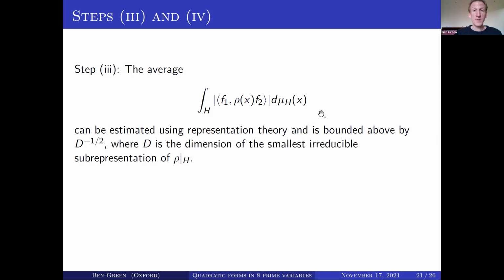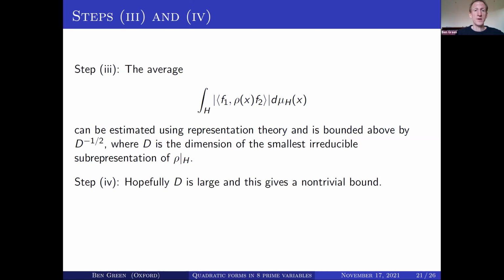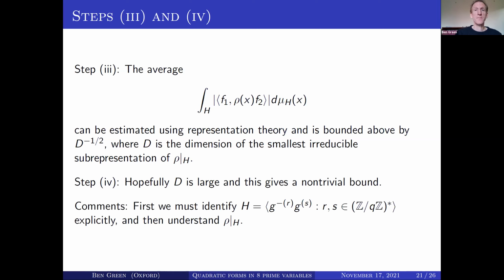So this is just one application of Cauchy-Schwarz followed by a standard representation theory fact, that this average is bounded in terms of the dimension of the smallest irreducible subrepresentation of rho. So remember here that rho is the Weil representation on the symplectic 8 group, and H is some subgroup of that symplectic 8 group that at the moment we don't know explicitly what it is. We just know that it's the group generated by some matrices that we wrote down. Right, so step 4 is going to be hopefully that dimension is large, and that's where we get our non-trivial bound from. Okay. So how can we make use of this strategy?